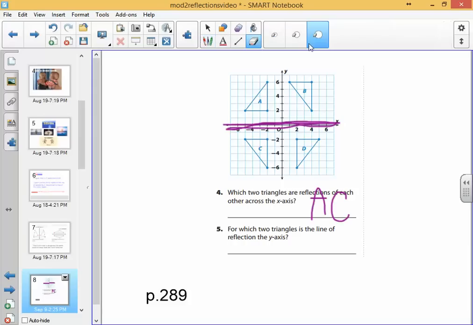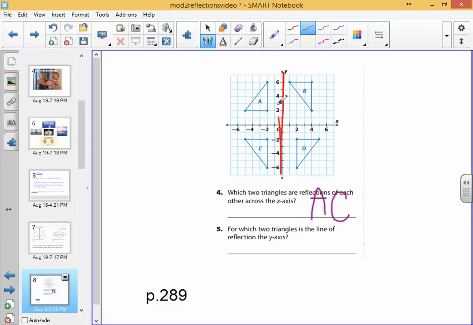Okay, the next question I'd like to look at is for which two triangles is the line of reflection the y-axis? So if I draw a line on the y-axis, and that's my line of symmetry, which two triangles would be flipped over on top of each other? Would A flip over on B, or would C flip over on D? The answer is C is flipped over on D.